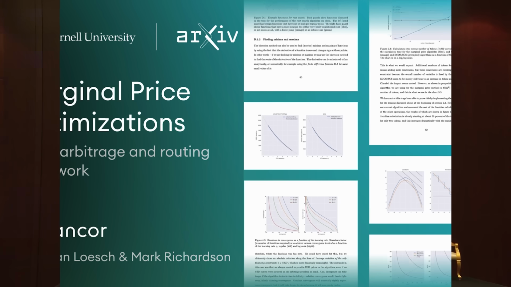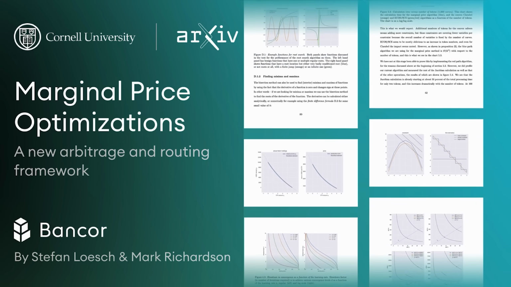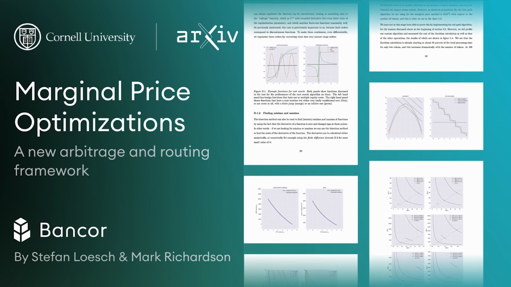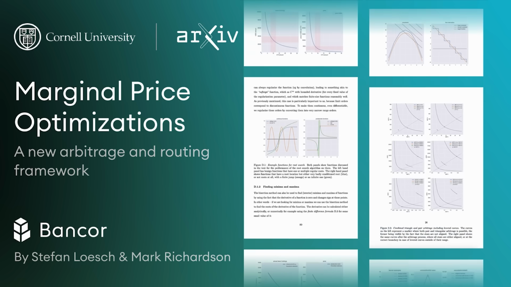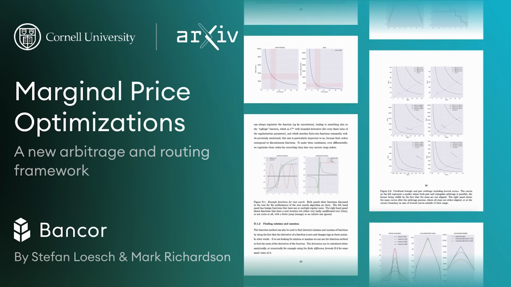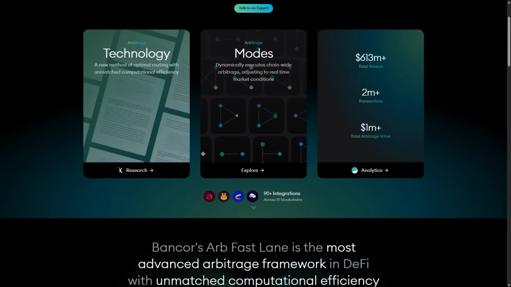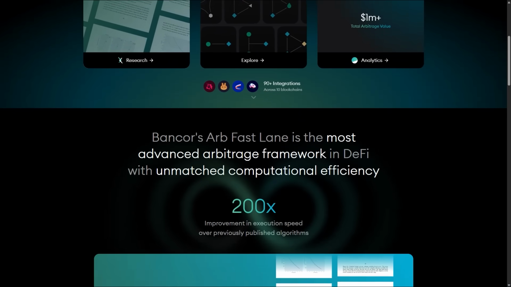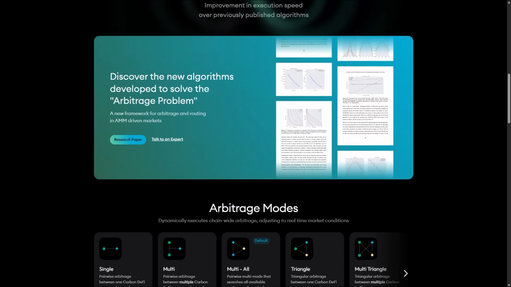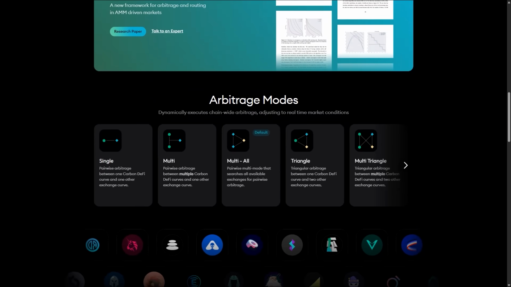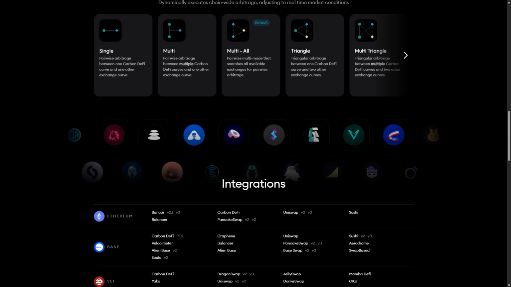We are now in an era where unresolved arbitrage is bottlenecked by the ability to calculate the routing for that arbitrage. And this is where the Bancor Network Arb Fastlane bot comes into play. The Bancor Network Arb Fastlane bot is Bancor's enterprise-grade arbitrage framework. The Fastlane bot is now on a dozen different blockchains, but we will be focusing on the Sei deployment for this video because of its recent record-breaking performances.